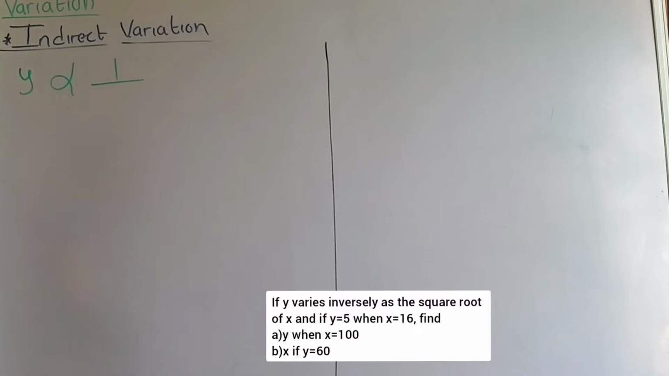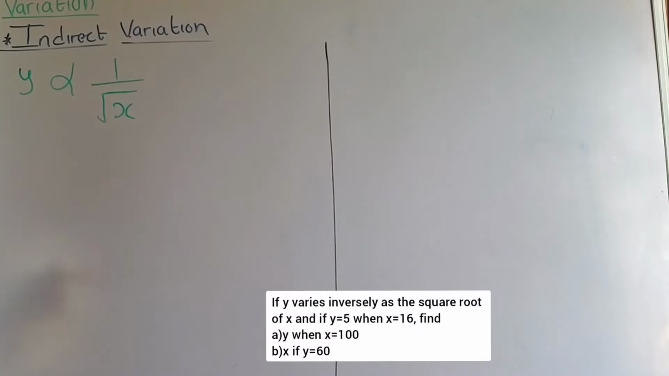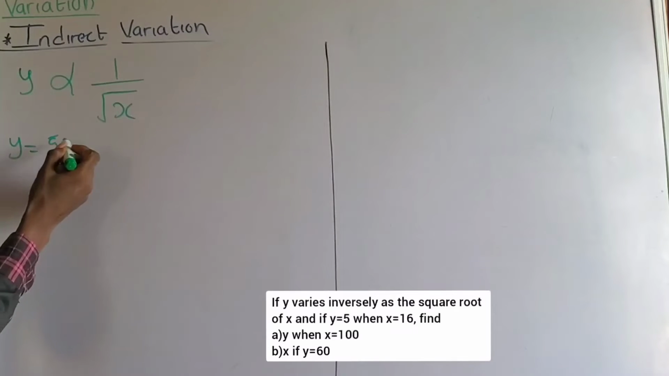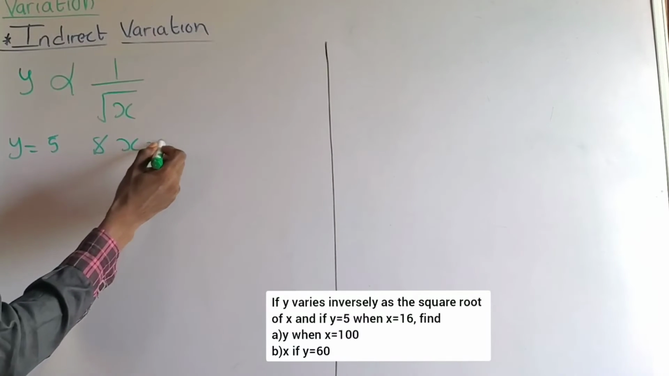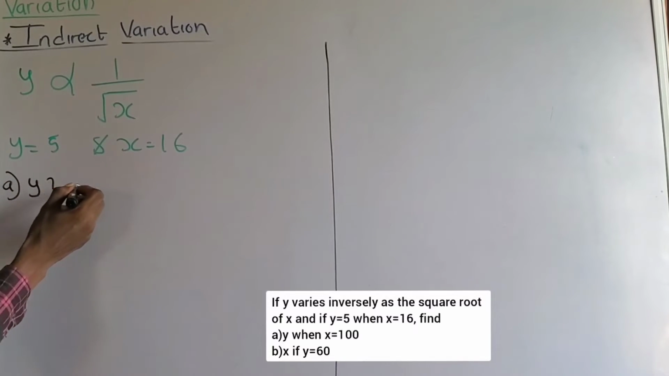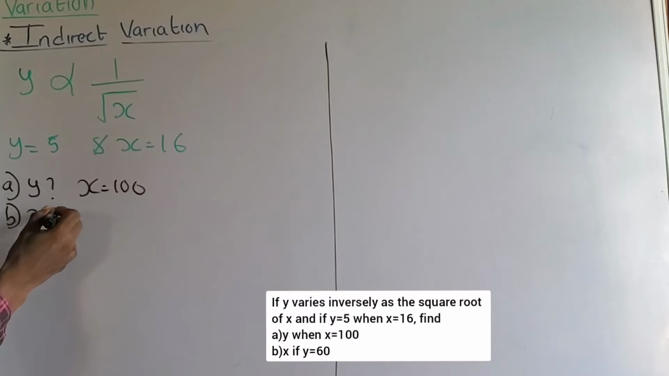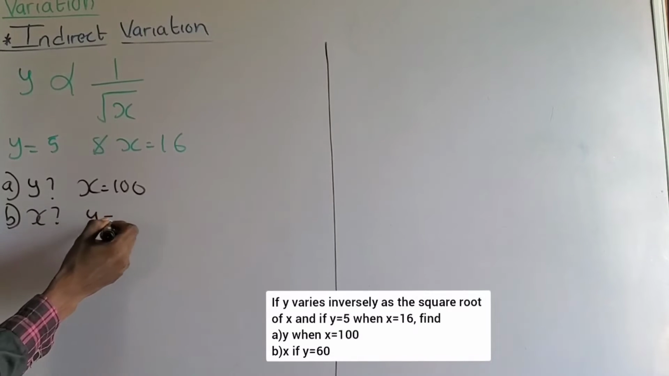Okay, so y varies inversely as the square root of x. Now this is the mathematical representation of that statement. Having done this, we are given that y equals 5 and x equals 16. We are asked to find y when x is equal to 100, and we are asked to find x when y equals 60.